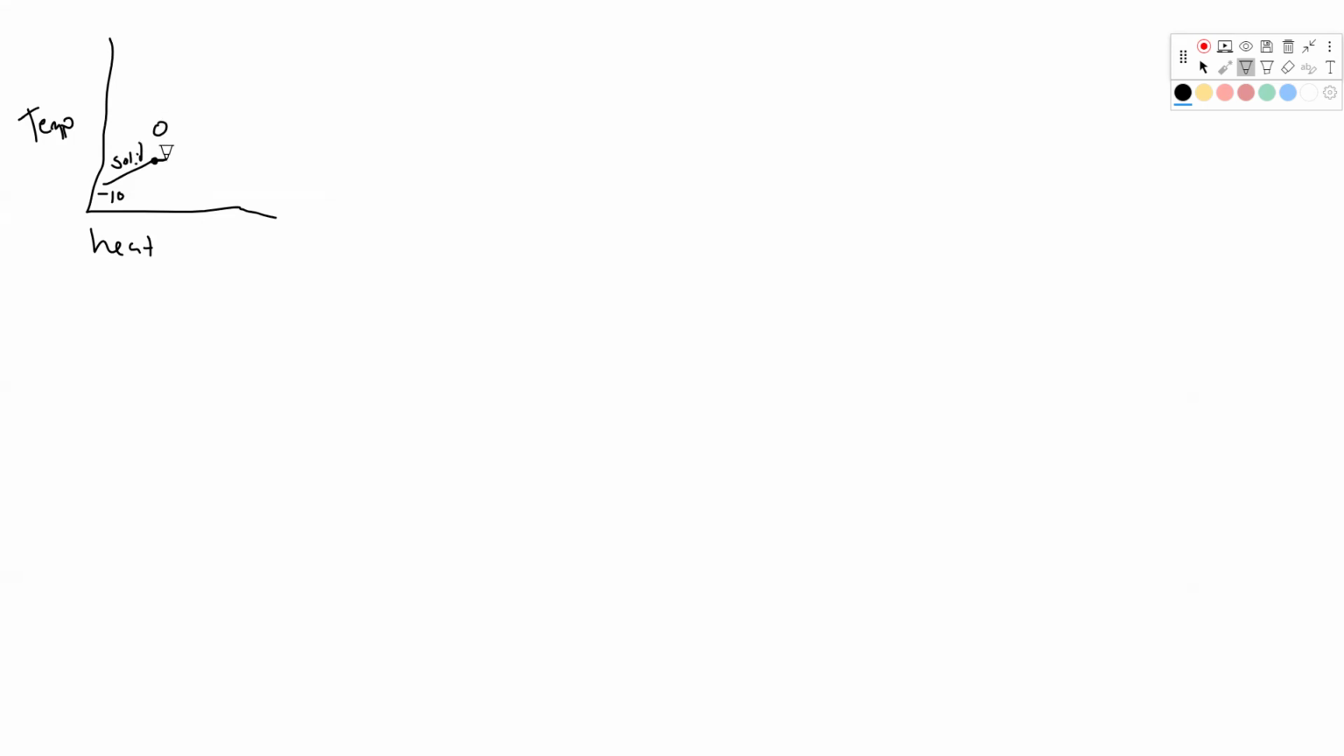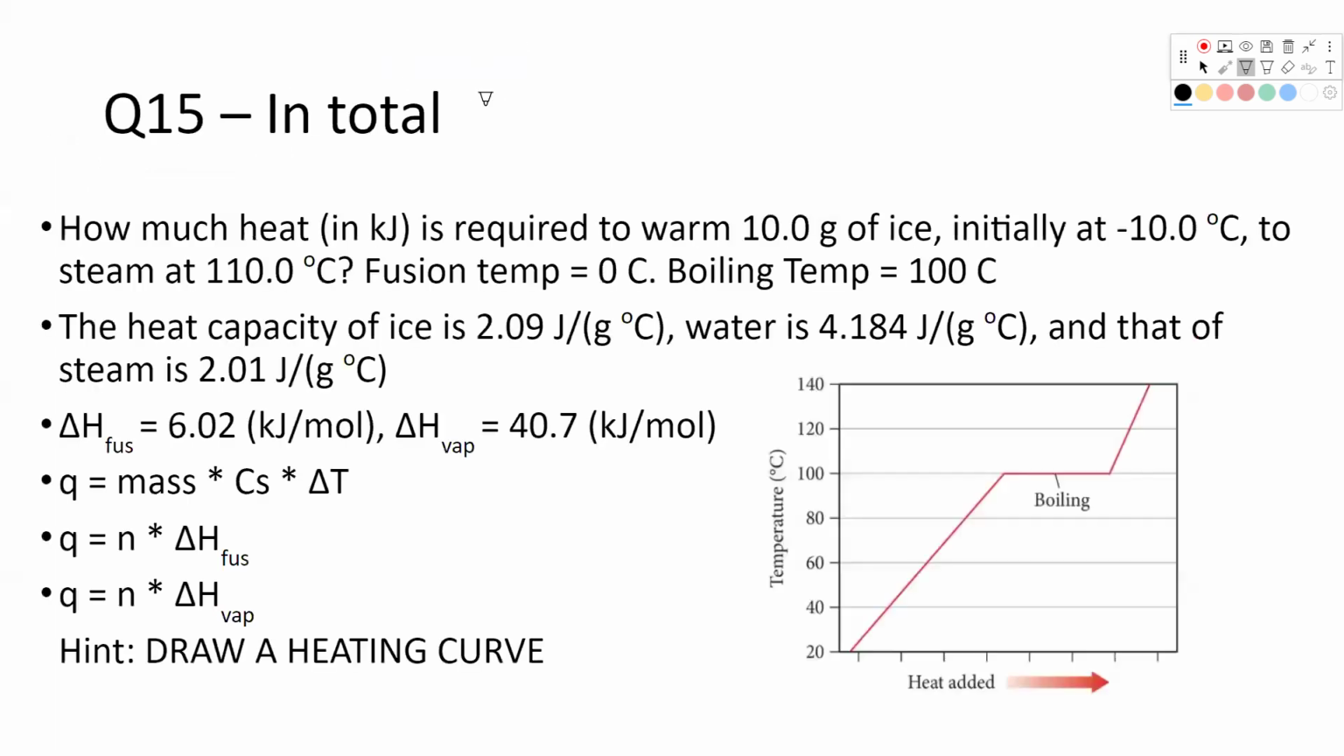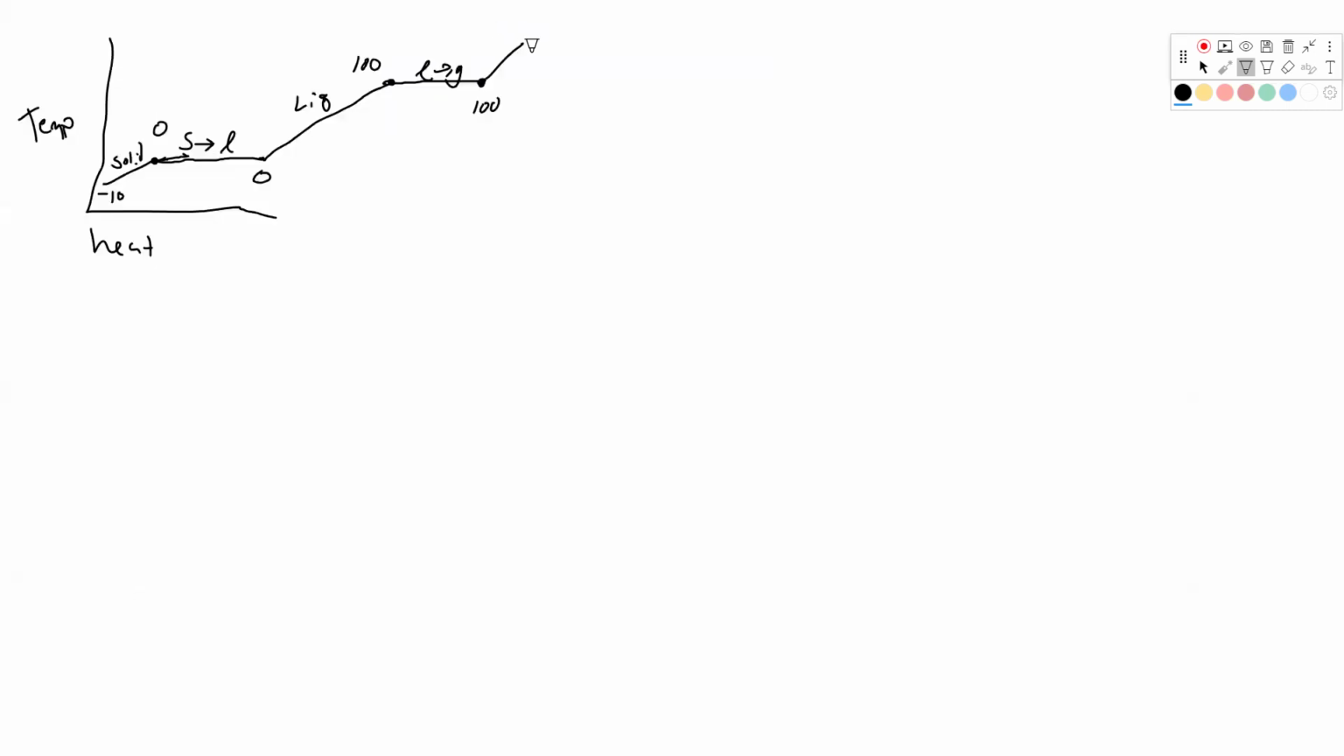Once we hit that fusion point, all of the energy goes into transforming solid to liquid, so temperature doesn't actually change; it's still at 0. Once we're all liquid, we can start raising our temperature again until we get to the boiling point. At the boiling point, the same thing happens: we do not change temperature until we are all gas, going liquid to gas. And then we raise to our final temperature, which is 110.